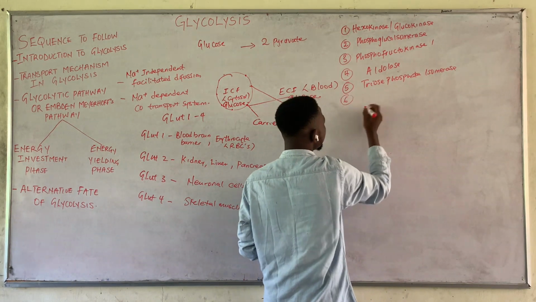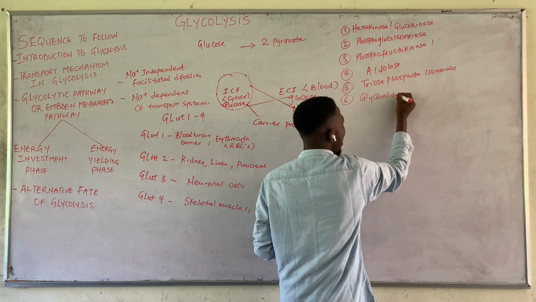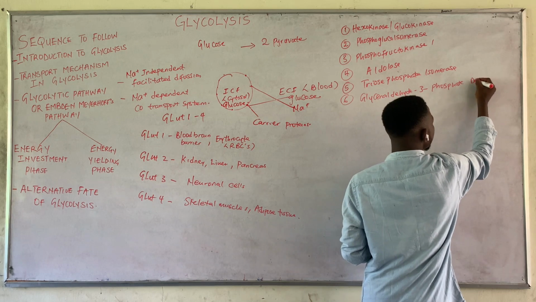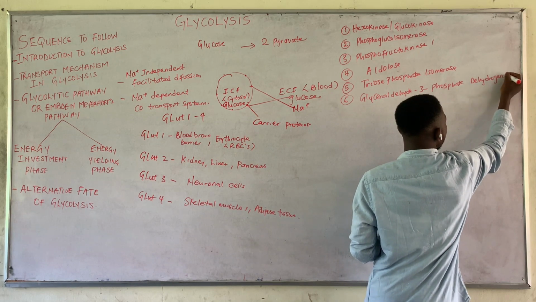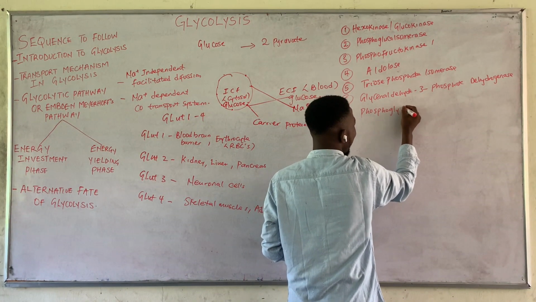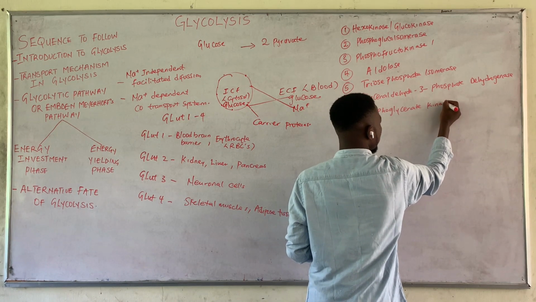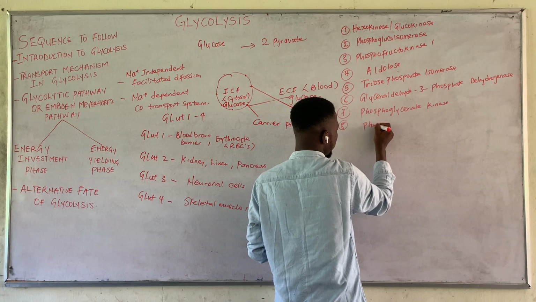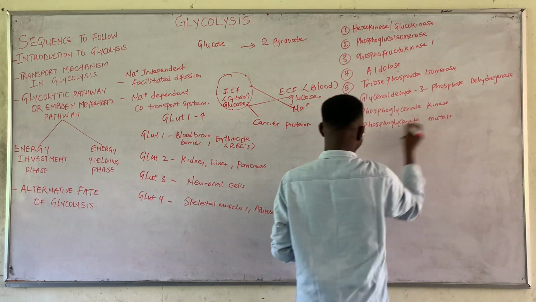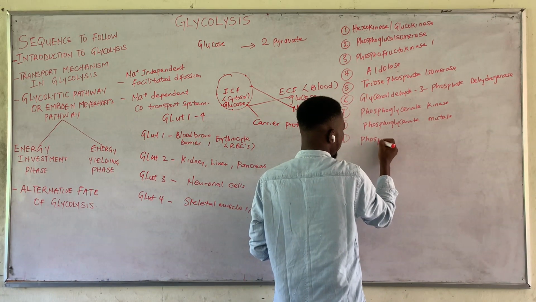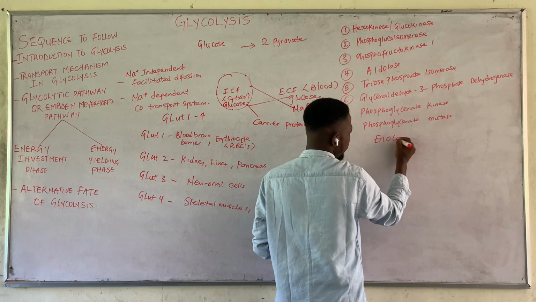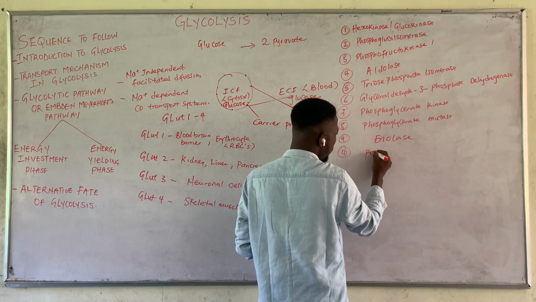The sixth enzyme is glyceraldehyde 3-phosphate dehydrogenase. Then the seventh enzyme is phosphoglycerate kinase. Then the eighth enzyme is phosphoglycerate mutase. The ninth enzyme is enolase, and the 10th enzyme is the pyruvate kinase.